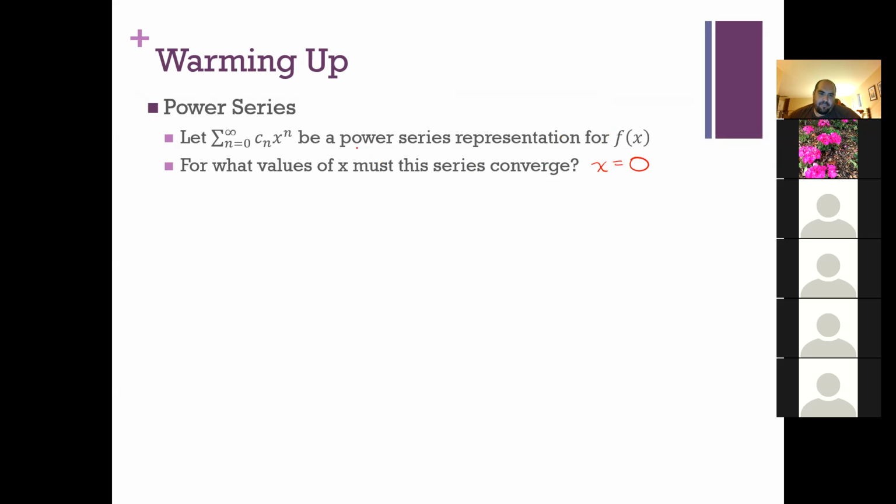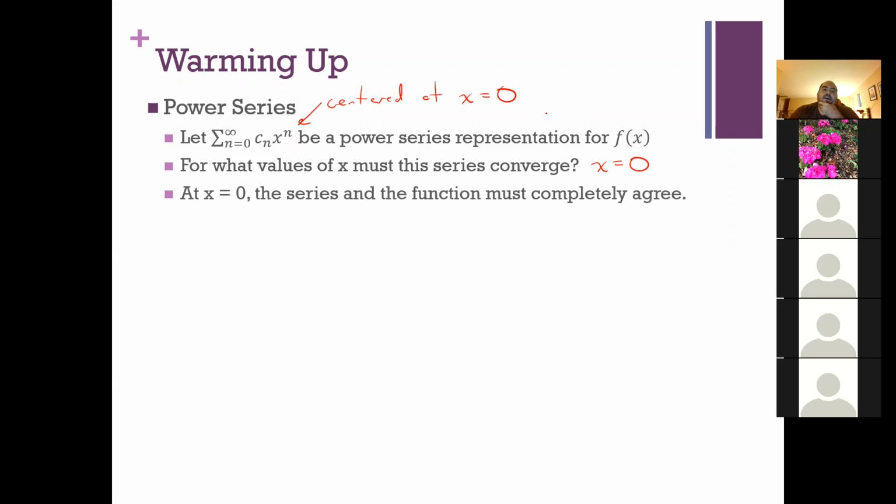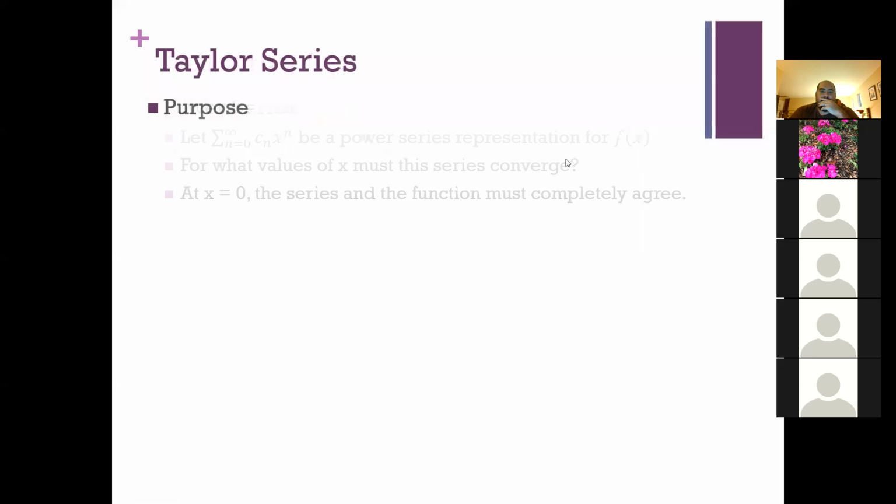this power series, and keep in mind, by the way I'm expressing this, this is centered at x equals 0. So because of that, our most limited, our quote unquote worst case scenario, is that this series will converge for x equals 0 and absolutely nowhere else. But at least converge for x equals 0. So at x equals 0, the series and the function must completely agree. So what does that mean, completely agree?